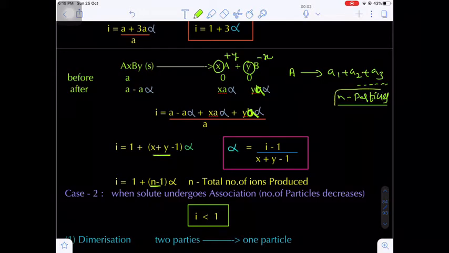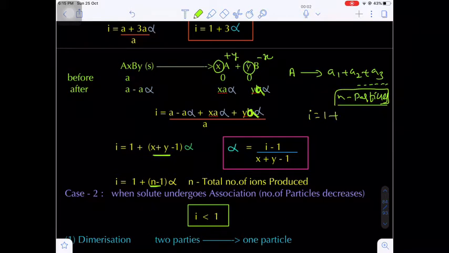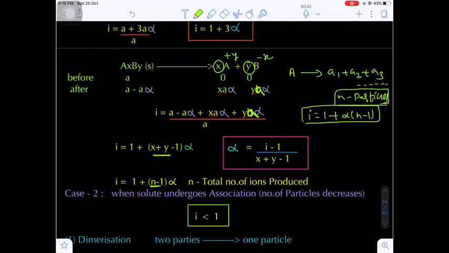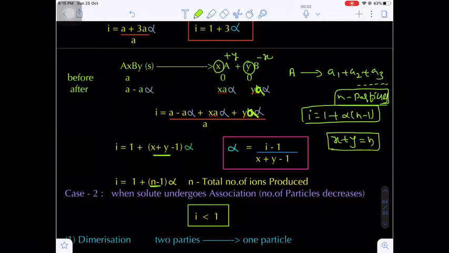So after dissociation, let's suppose n particles are produced. Then iota is equal to 1 plus alpha into (n minus 1), where in the above case the X plus Y value, that is the total number of particles after dissociation, is equal to n. Are you getting my point?